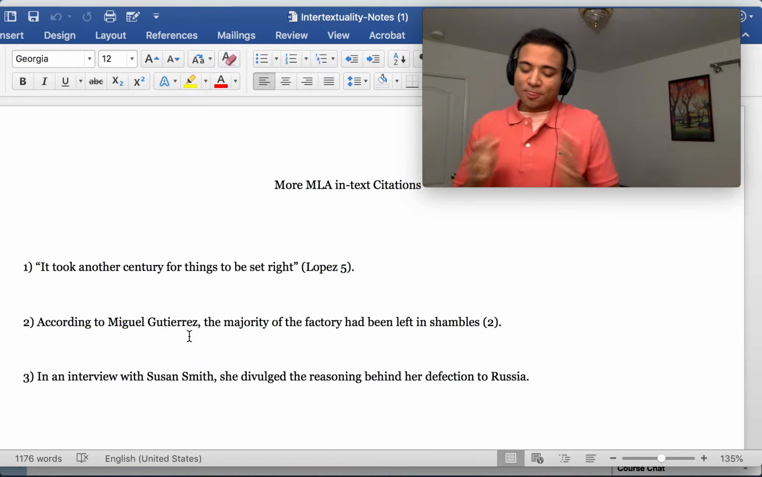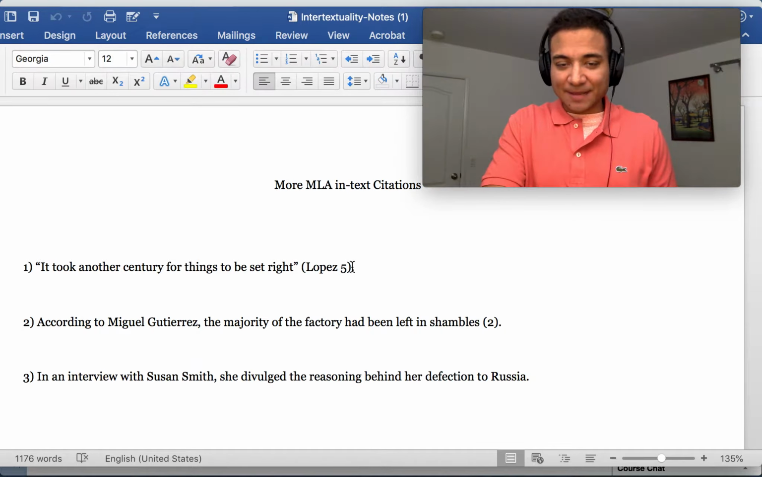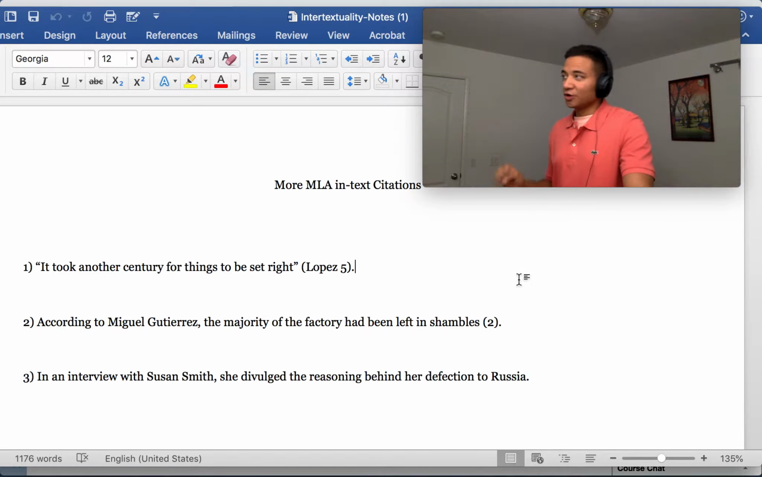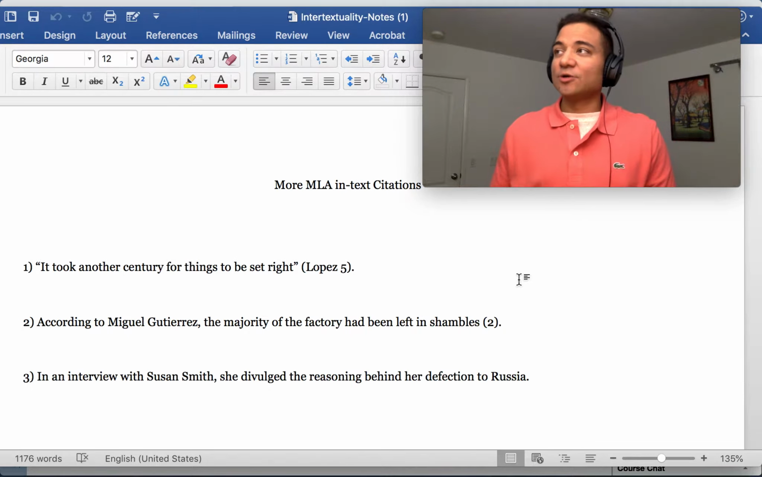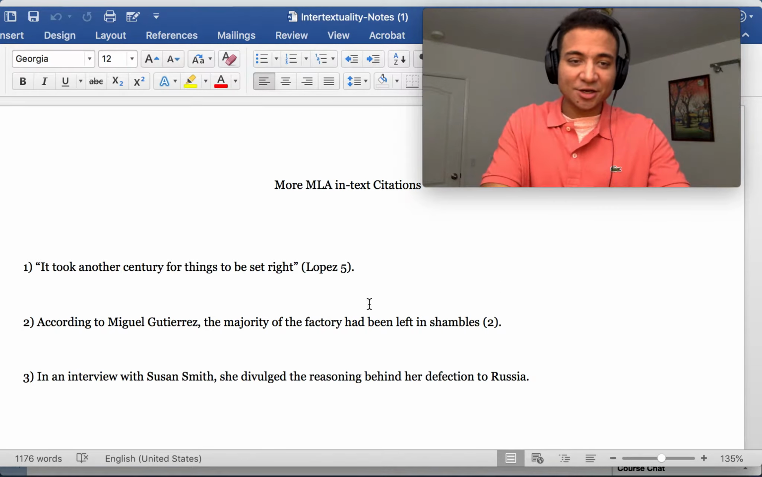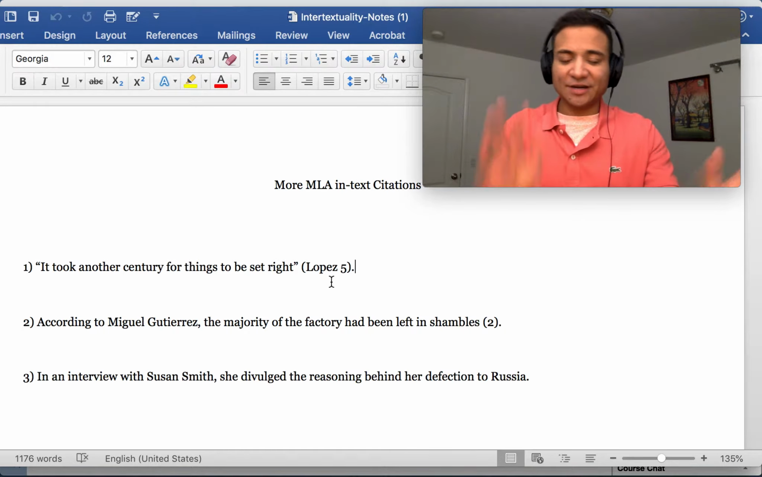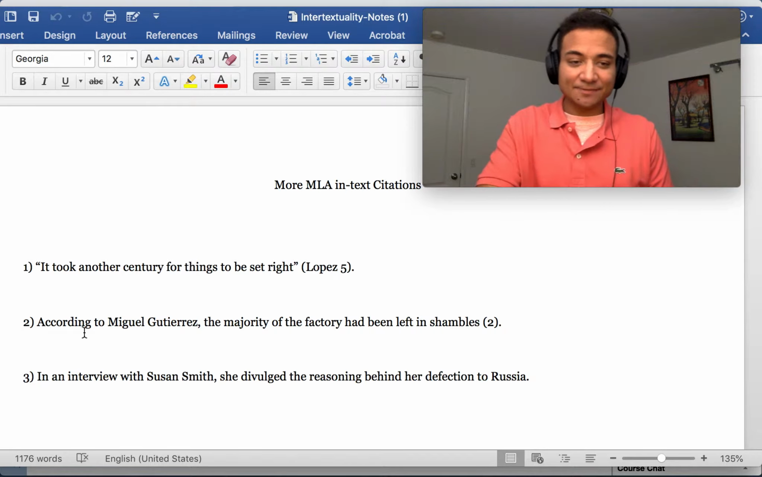So the rationale behind in-text citations, behind how to properly tag them, is that we want to avoid redundancy. What does it mean to be redundant? To be redundant means to repeat the same thing. So look at this. "It took another century for things to be set right." That's a quote. Lopez 5. Okay. That's good. Listen to this.